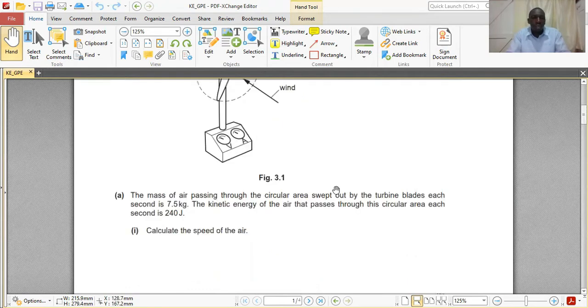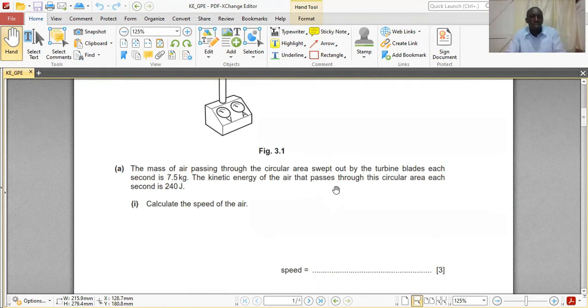In part A of this question, Roman 1, the mass of air passing through the circular area swept out by the turbine blades each second is 7.5 kilogram. The kinetic energy of the air that passes through this circular area each second is 240 joules. Calculate the speed of the air. Now, this question is very direct.